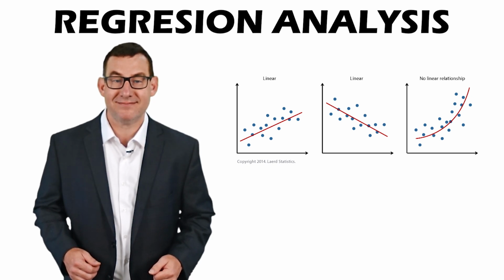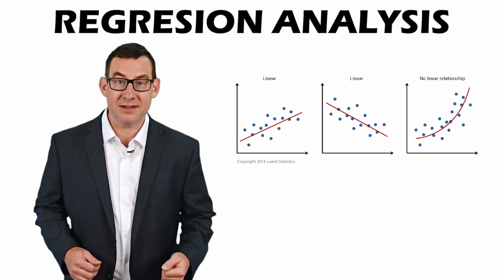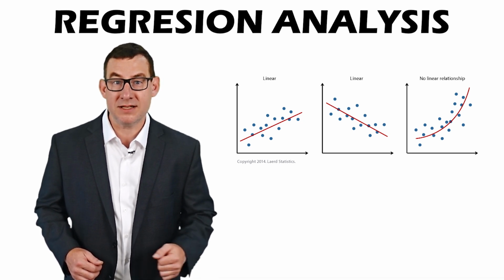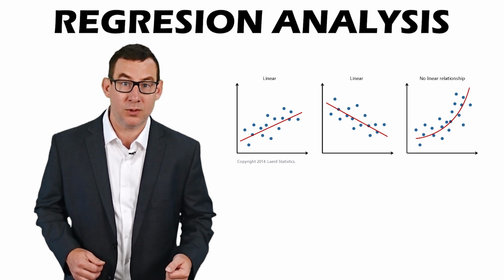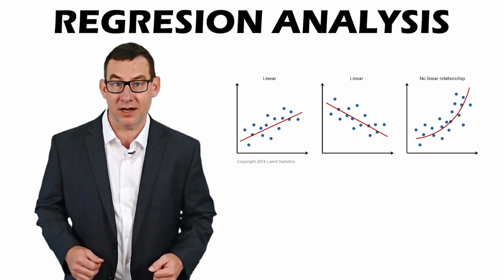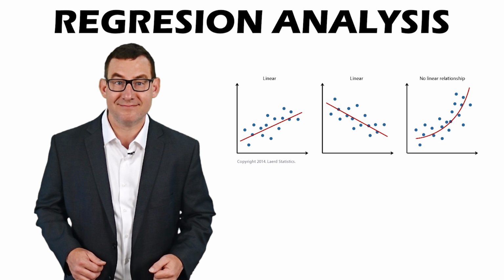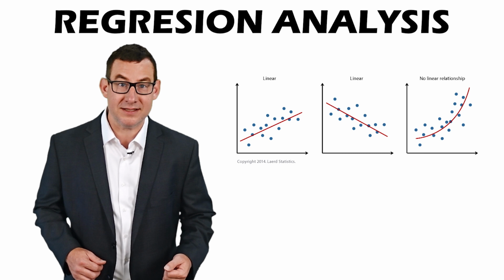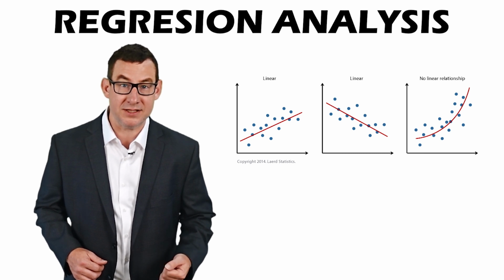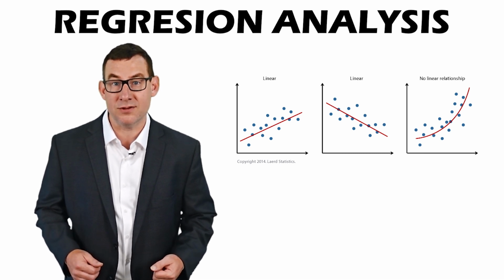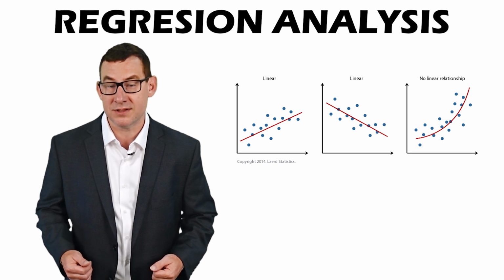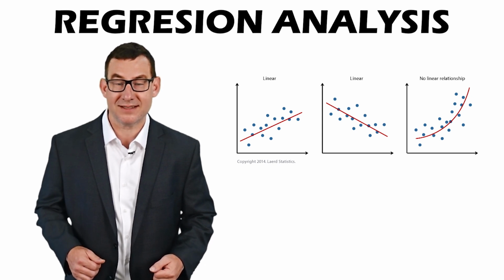Regression analysis. Regression analysis is a set of statistical processes for estimating the relationships between a dependent variable and one or more independent variables. Regression analysis is used in modeling spatial relationships to help explain the factors behind observed spatial patterns and predict future patterns.